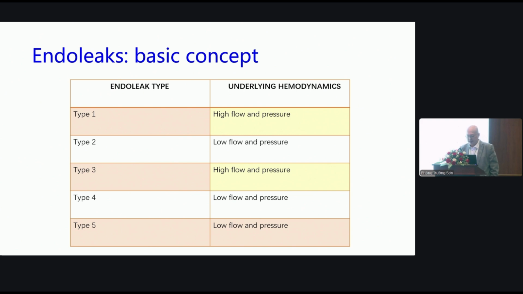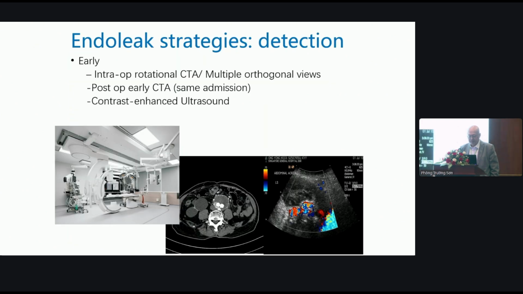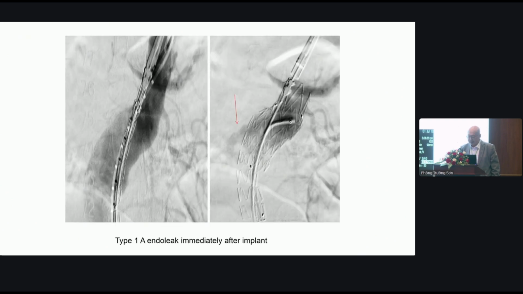Type 3, high flow and high pressure. And conversely, type 4 and 5, low flow and pressure. And so for us, we like to do intraoperative CT angios or multiple orthogonal views. And if we suspect after the surgery, we like to do a CTA early. Sometimes we use contrast-enhanced ultrasound. That helps a lot sometimes.